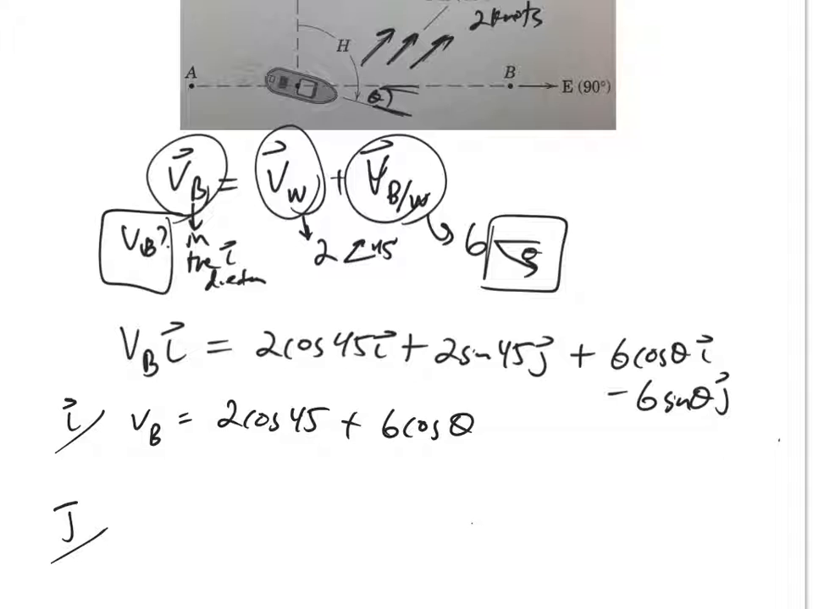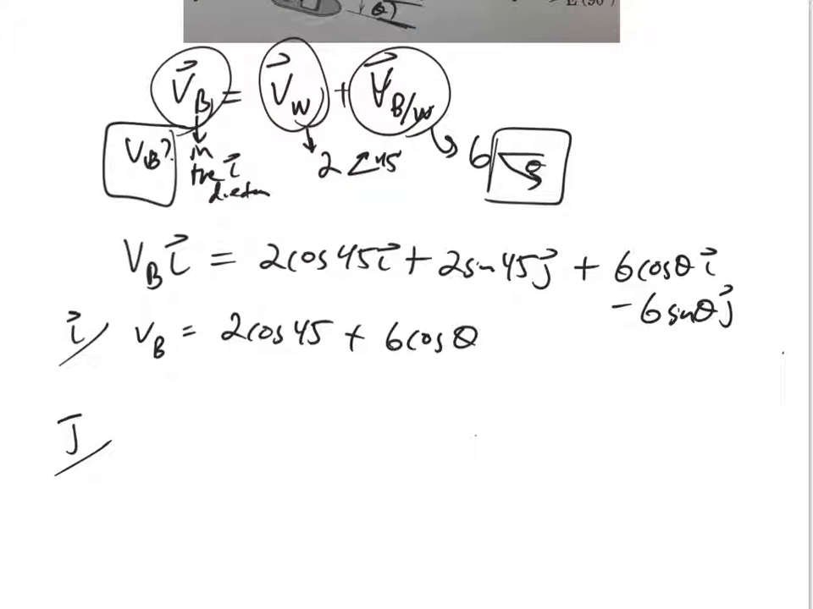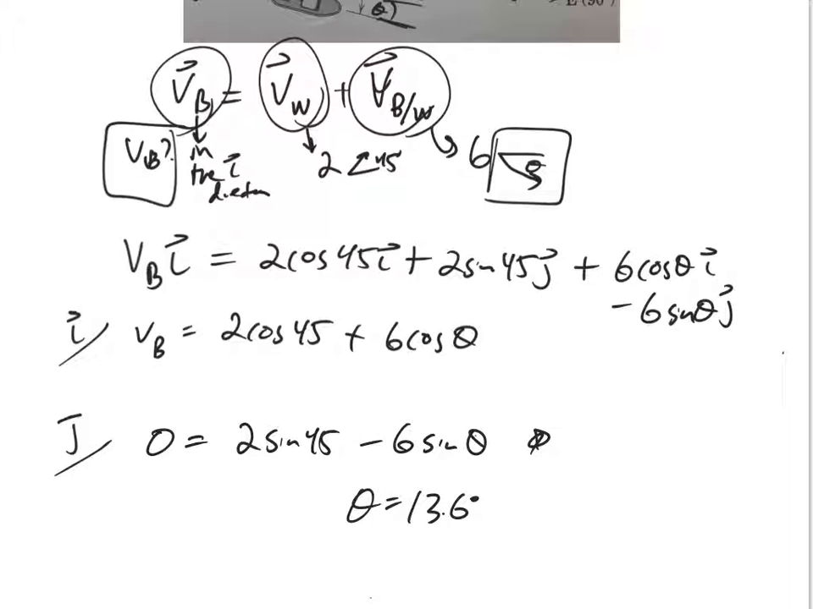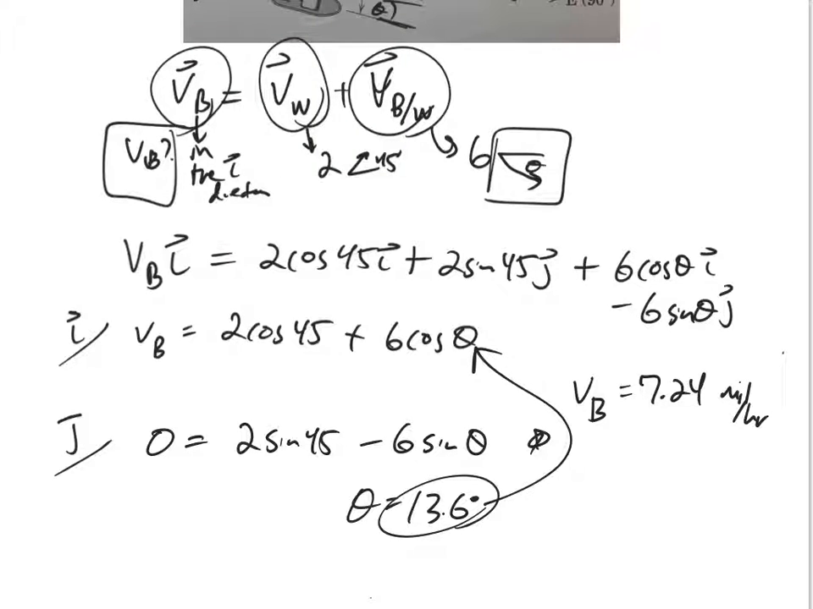So let me jump to the j equation. On the left-hand side of the equation, nothing. On the right-hand side, 2 sine 45, and then minus 6 sine theta. From this equation, I only have 1 unknown, theta. So subtract 6 sine theta to the left-hand side, divide through by 6, use inverse sine. You should be able to get theta is 13.6 degrees, and then plug this in up there and get V_B is 7.24 miles per hour, or knots.